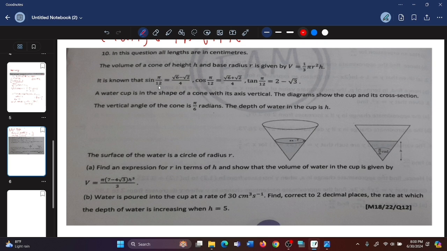It is known that sine pi by 12 is equal to root 6 minus root 2 by 4. These are just some trigonometrical identities that we might need while solving math. These are all just given information.